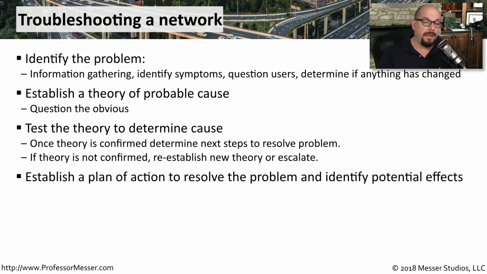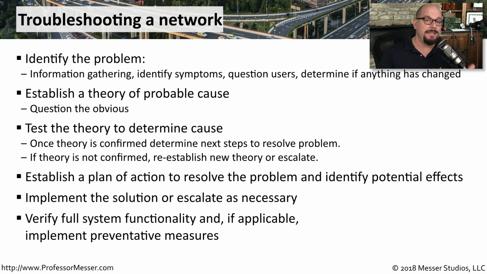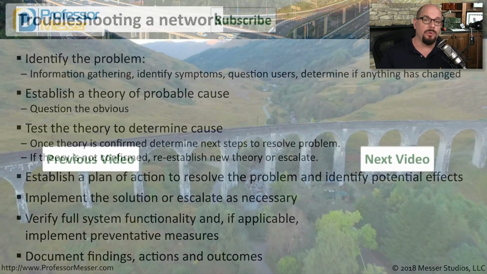From there, we can create a plan of action and document any possible problems that might occur. We can then get a time to implement the change and put it into our production environment. And then we can verify and test and make sure that the entire system is now working as expected. And of course, finally, we want to document everything that we did from the very beginning of our troubleshooting process all the way through to the end.